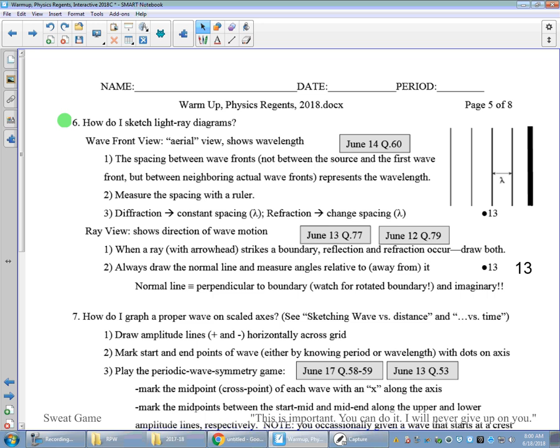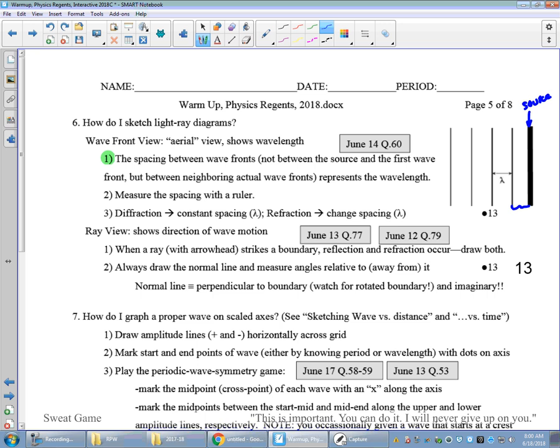All right. How do I sketch light ray diagrams? Well, there are a couple of views you tend to get with light diagrams. One of them is the aerial view. The aerial view usually looks something like what you see here on the right, where you have this equal spacing of these parallel lines. Those are called wavefronts. In general, this is the source. Maybe this is a stick in a piece of water. Maybe this is a speaker.